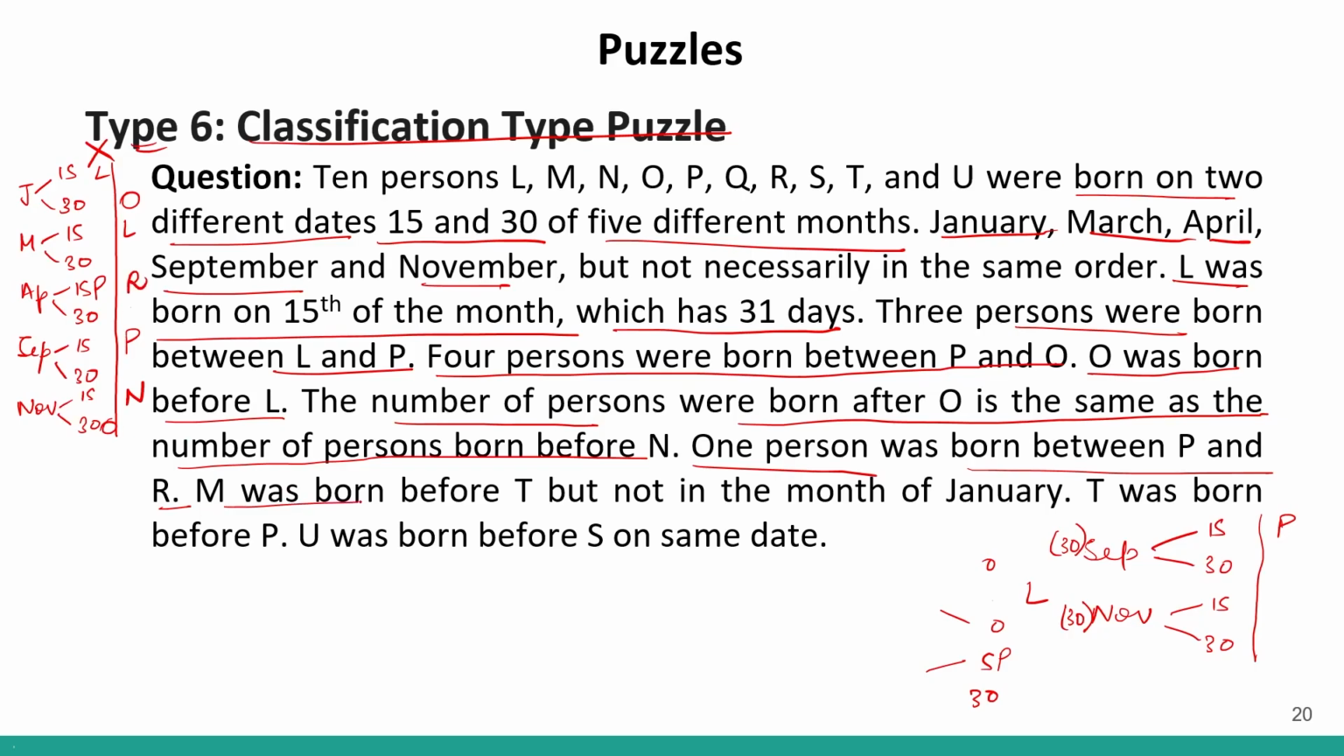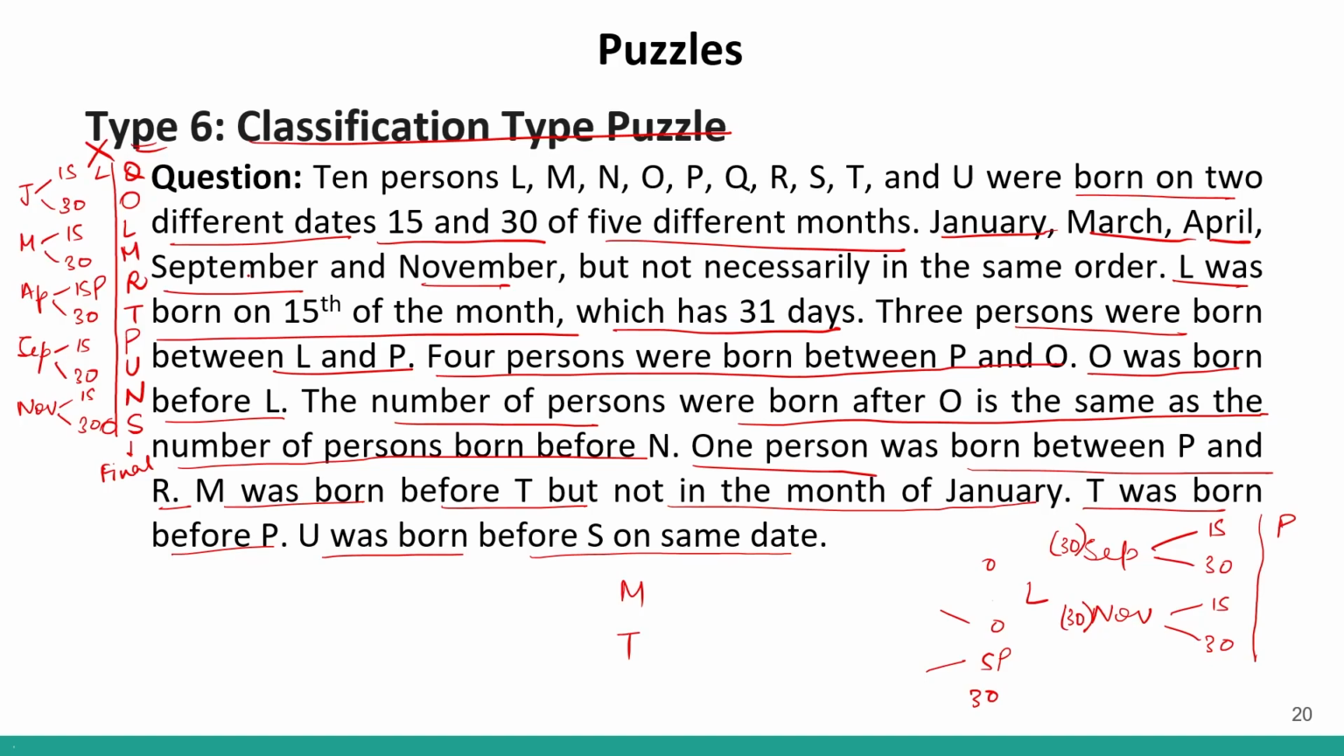Okay. M was born before T but not in the month of January. So M is not born in the month of January. M is born before T. Okay. T was born before P. So now I can see M can come here and T can come here. Okay. Now, U was born before S on the same date. I can place them, and the only person remaining is Q. So Q can come over here. This will be my final arrangement.